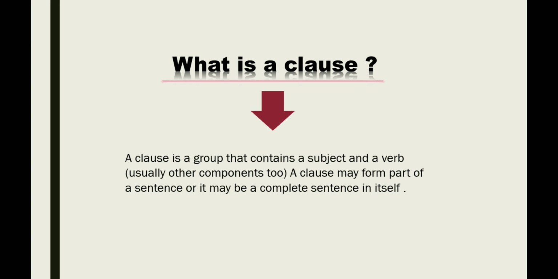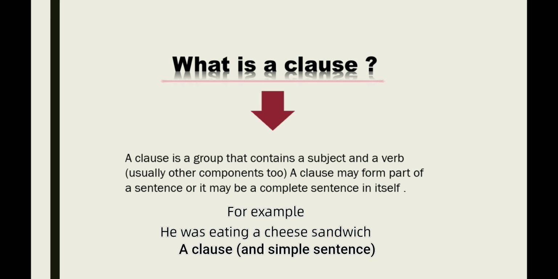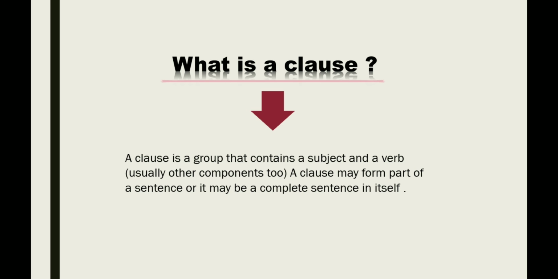So now let's define what is a clause. A clause is a group of words that consist of a subject and a verb, and usually other components too. A clause may form part of the sentence or may be a complete sentence in itself. For instance, he was eating a cheese sandwich, which is a clause. This is a clause, and also a simple sentence. So it may be a complete sentence or part of the sentence. This is a complete sentence in itself.